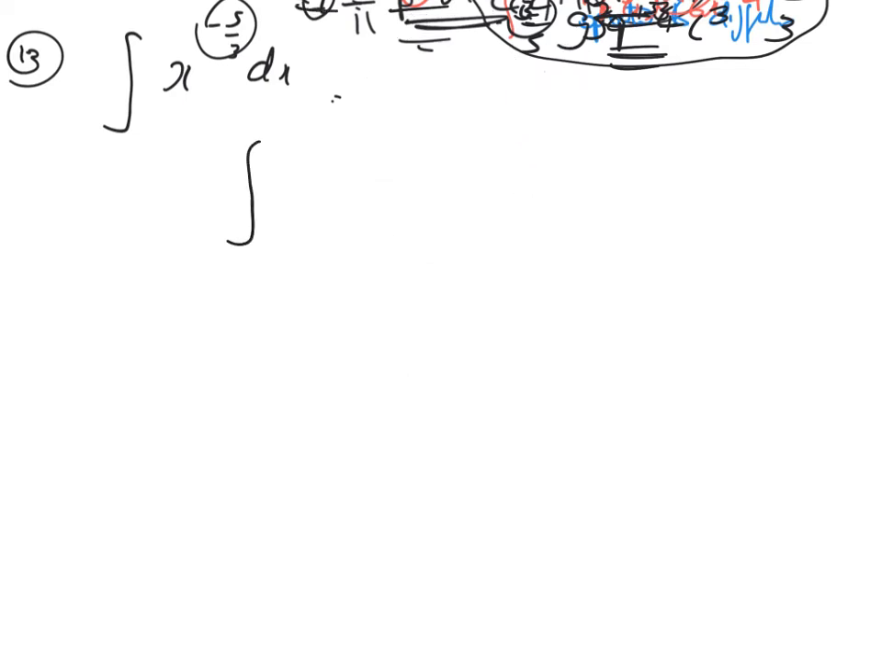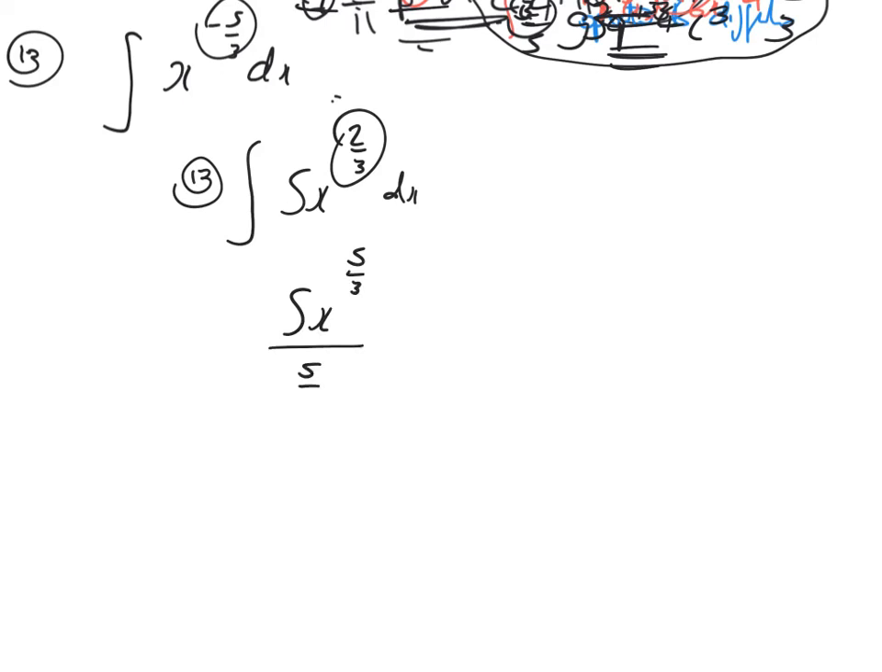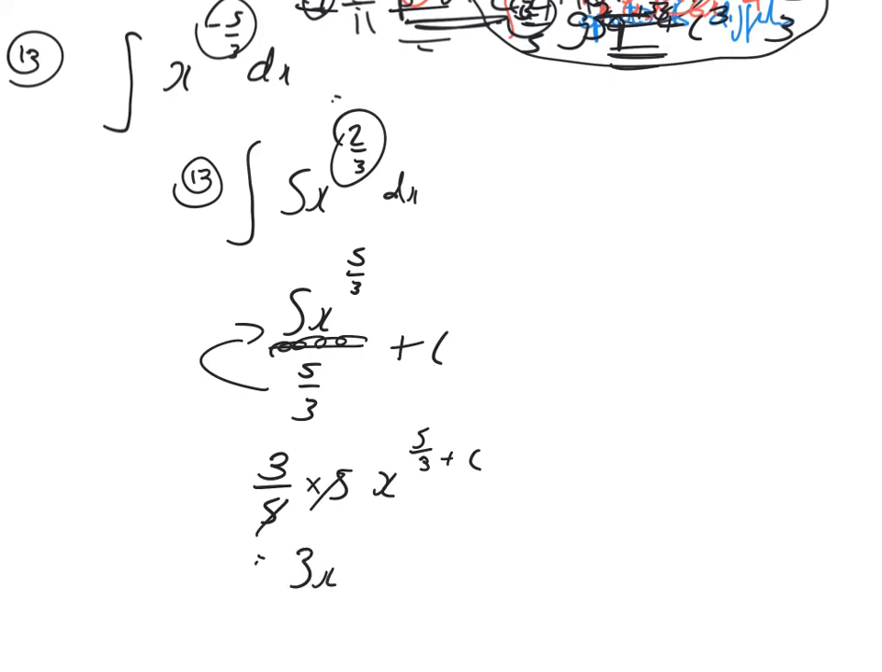Okay, next example. 5x to the 2 thirds dx. 2 thirds plus 1, that's 2 thirds plus 3 thirds, that's 5 thirds, 5x to the 5 thirds, divided by 5 thirds plus c. Change the divide into a multiply, bring the fraction up, flip it over, 3 fifths times 5x to the 5 over 3 plus c. The 5s cancel to leave me with 3x to the 5 thirds plus c.